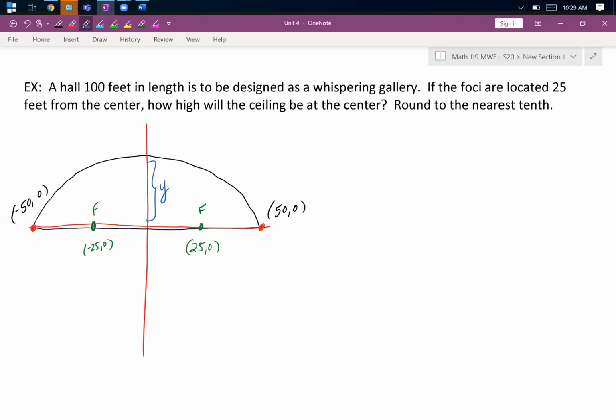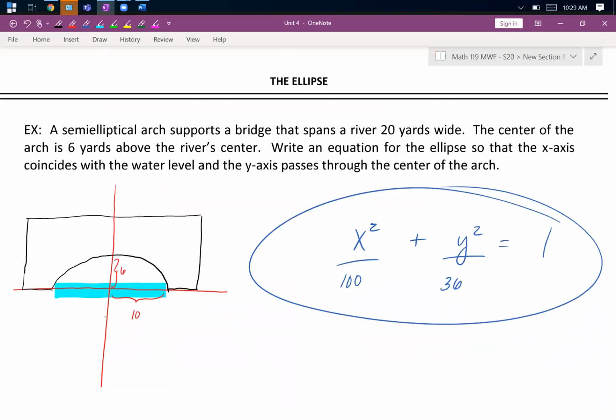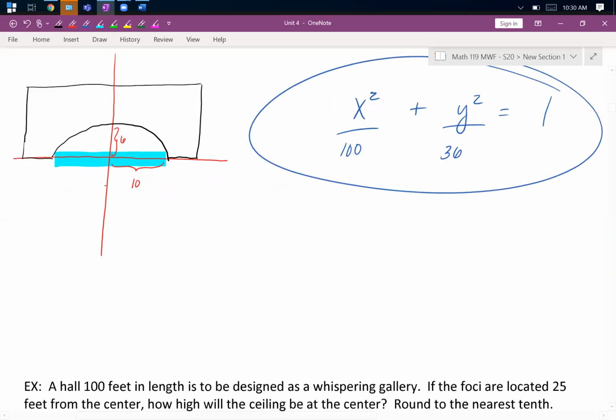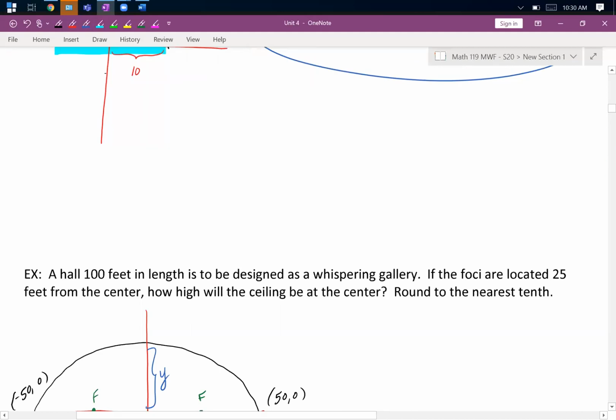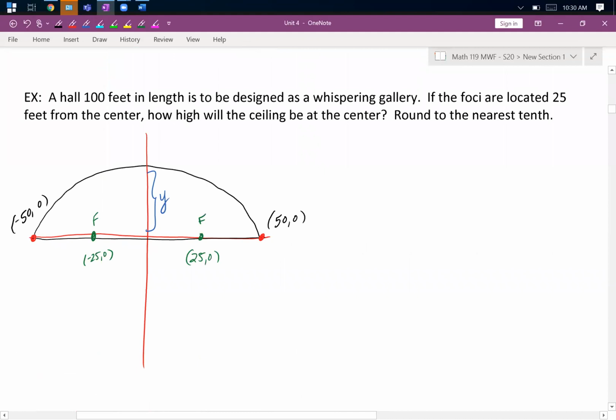All right, well, we're going to see this kind of recurring theme in these application problems with the conics. Either it's going to be an application like this, where it's just asking you to write the equation, or it's going to be an application problem like the other one, where we're going to have to write the equation like we did in this first one, and then answer a question based off of that equation. So we need to write the equation and then answer the question about how high the ceiling will be at the center.